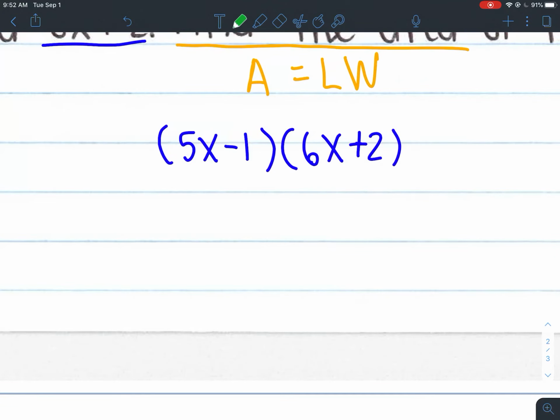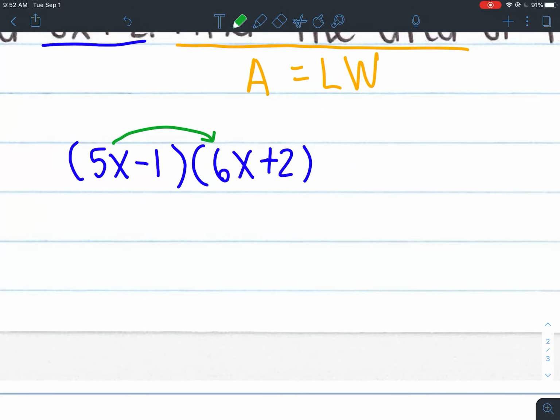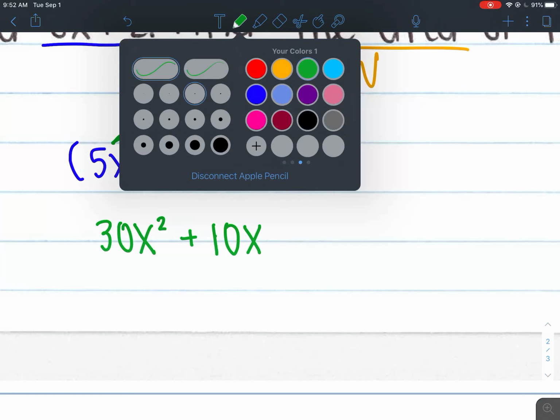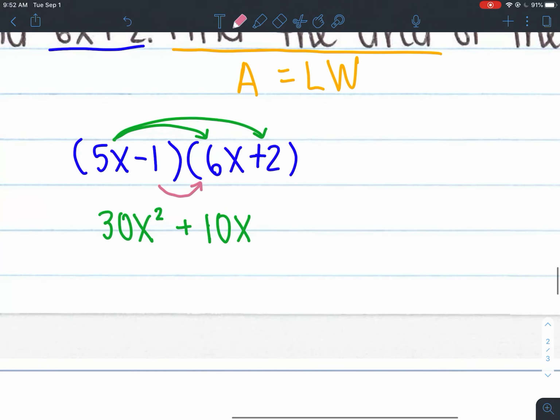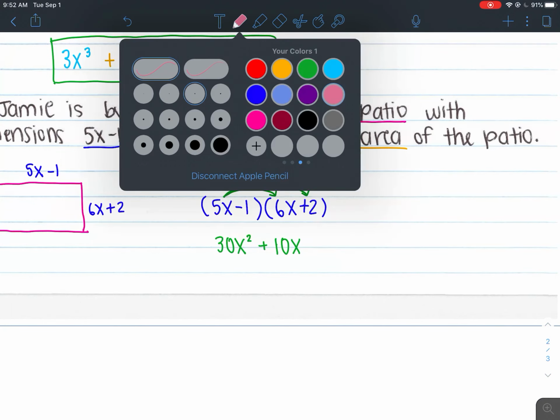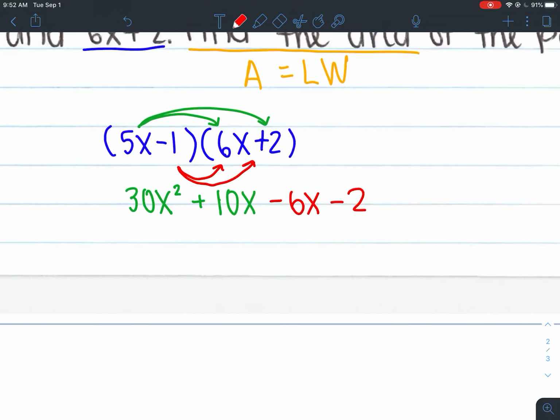So we have 5x times, and I'm going to move this down. We have 5x times 6x. That's going to give us 30x squared. And then 5x times 2 is going to be positive 10x. Okay? And then I have negative 1 times 6x. Did I use red yet at all? Oh, I'm going to use red. Okay. I have negative 1 times 6x, which is going to be negative 6x. And then negative 1 times 2, which is going to be negative 2.